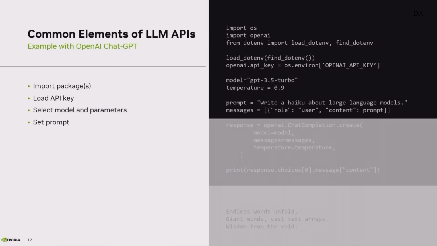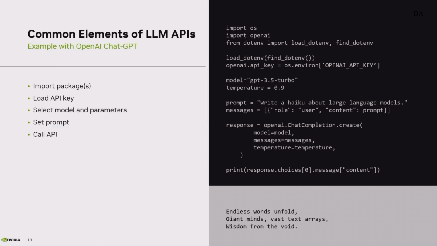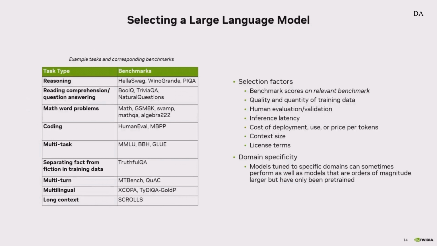Next, we write the prompt. The prompt is write a haiku about large language models. And we use that prompt as part of a greater message that goes to the large language model in our framework. Finally, we call the API with the create method. And the response is in the response variable. And if we print out the contents of the response variable, we see endless worlds unfold, giant minds, vast text arrays, wisdom from the void. It gives me chills.